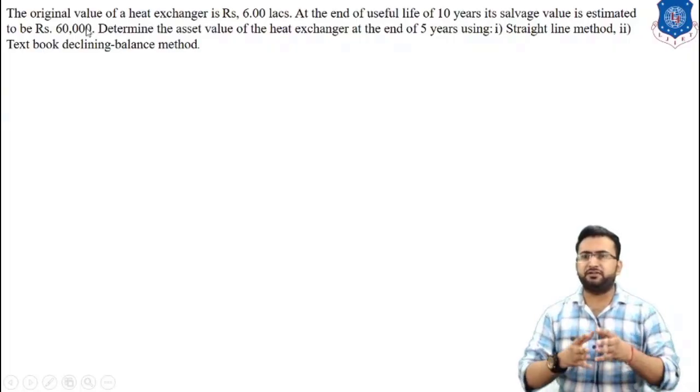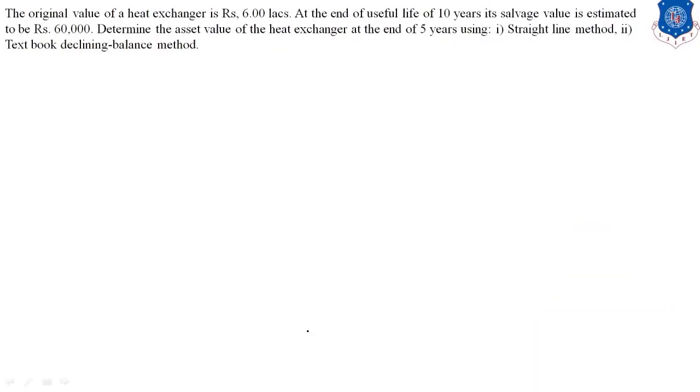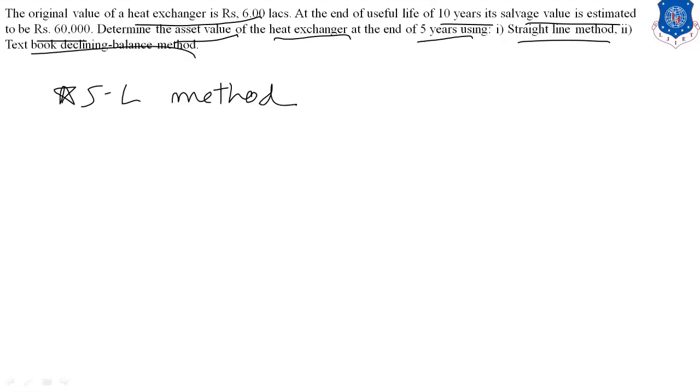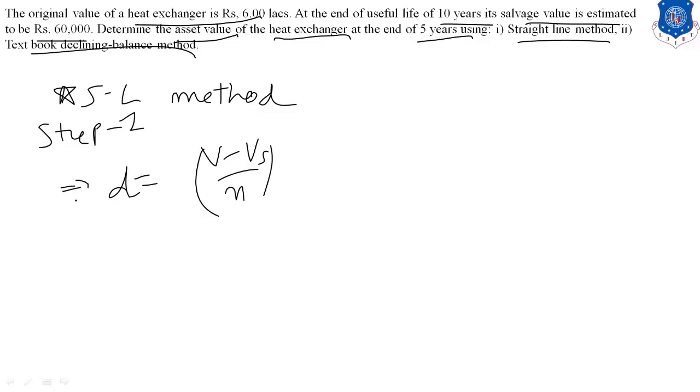So let's calculate this numerical. In the statement, given that the original value of the heat exchanger is 6 lakh rupees, at the end of use of 10 years its salvage value is estimated to be 60,000. Determine the asset value, or we can say the book value, of that heat exchanger at the 5th year using straight line method and declining balance method. For straight line method, depreciation can be given by D is equal to (V minus Vs) upon N. This is our step 1. In step 1, we have to find out the depreciation. In step 2, we have to find out the asset value or book value. So D is equal to (V minus Vs) upon N.